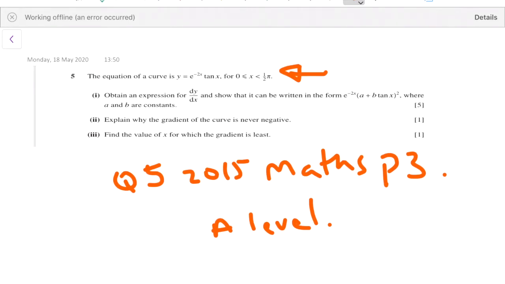Explain why the gradient of the curve is never negative. Well, I can already see that I know how to answer this question, because the quadratic term here is always going to be positive, and this term is also always positive. So that's why the gradient is never negative. And then find the value of x for which the gradient is least, and we'll come to that later.